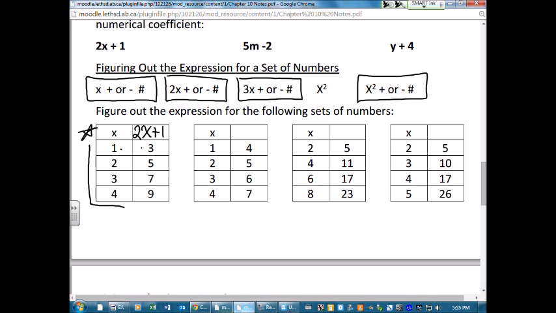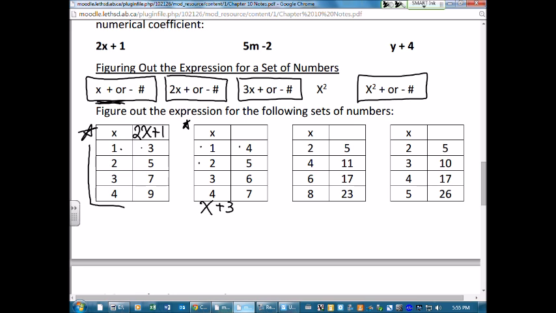Okay, let's take a peek. So for this one, I am actually going to go through the process. We're going to take x, and the first thing that we're going to do, remember back over here, we just take x by itself, and we add or subtract. So if x is 1, I have to add 3 to it to get 4. So I'm going to go x plus 3.